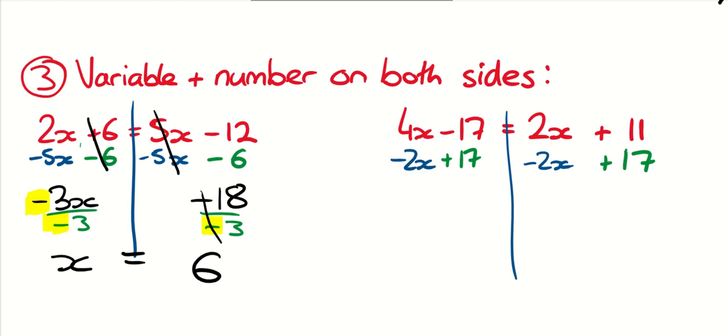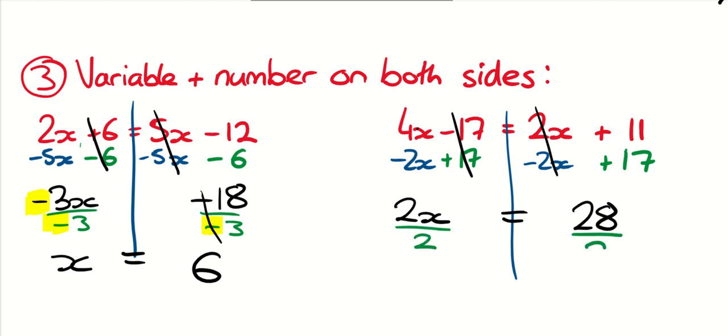That leaves you with two little sums to do. 4 minus 2 is going to leave you with 2x. 17's will cancel. 2x's will cancel. 11 plus 17 will give you 28. So 2x is 28. And finally, divide by the number in front of the x. Divide by 2. Divide by 2. And you're left with x equals 14.